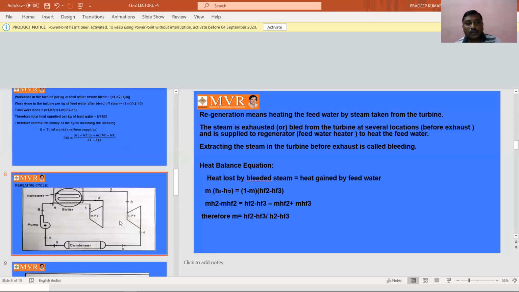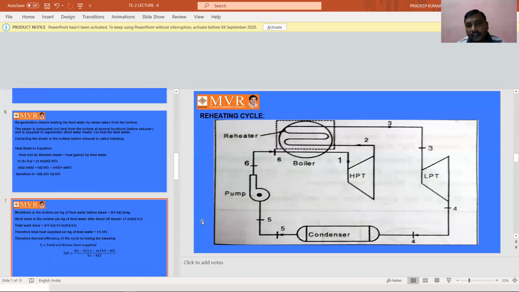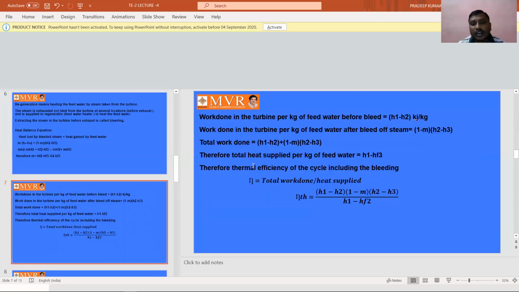See, the work done in the turbine per kg of feed water before bleed, meaning before extracting or before entering the condenser, is H1 minus H2. Since isentropic expansion takes place in the turbine, it is H1 minus H2 kilojoules per kg.